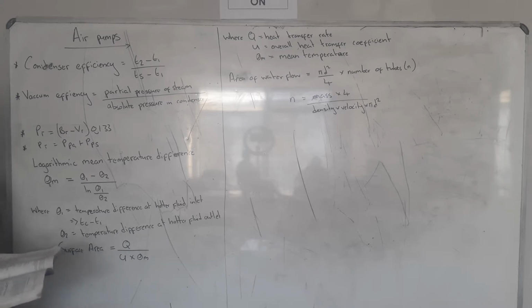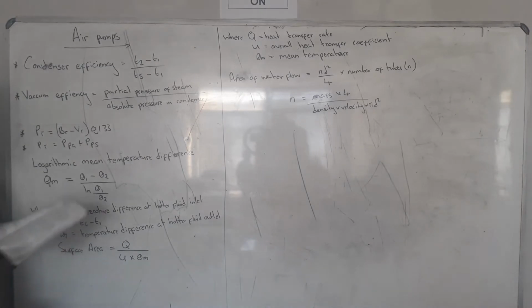And then you also have the formula to calculate the vacuum efficiency. It is just going to be the partial pressure of the steam. And remember, I said if you are not given the pressure of the steam, you can get it on the steam table using the temperature. And then the absolute pressure of the condenser, which is just like the pressure of the air.